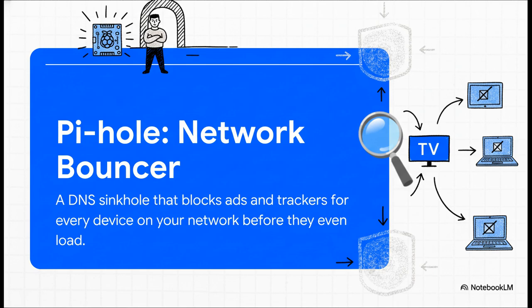Okay, the second piece of our magic layer is Pi-hole. The absolute best way to think about this is like a bouncer for your entire network. It runs on a little Raspberry Pi, and it inspects every single web request from every device, your phone, your smart TV, you name it, and it blocks ads and trackers before they even get a chance to load.